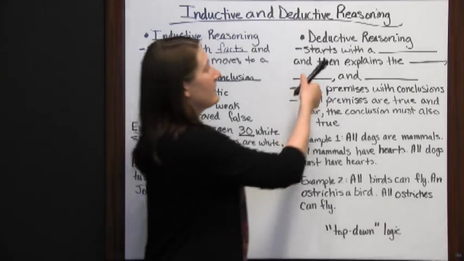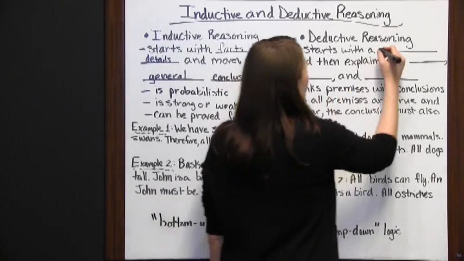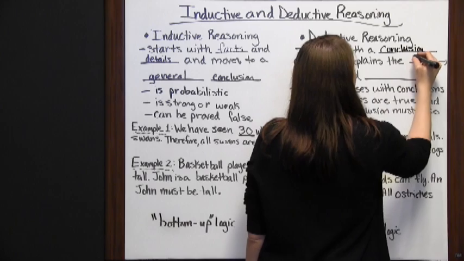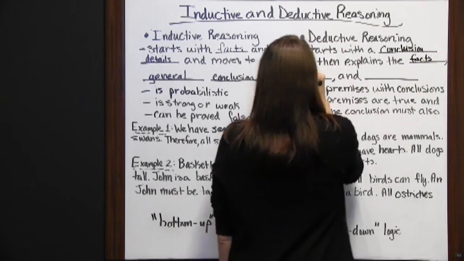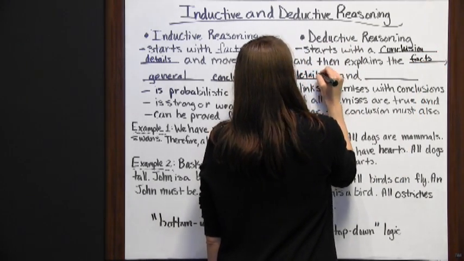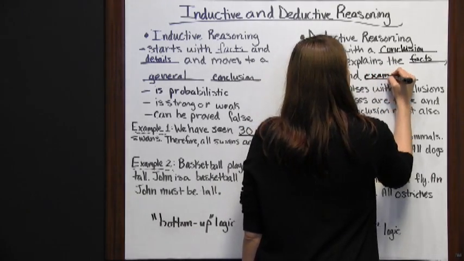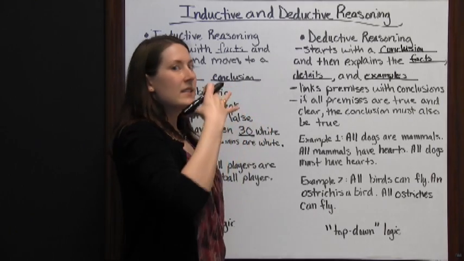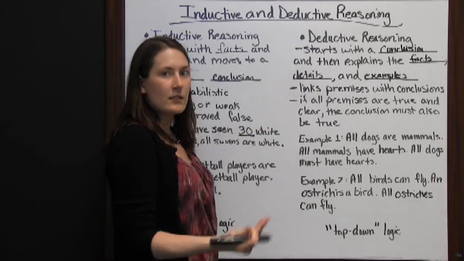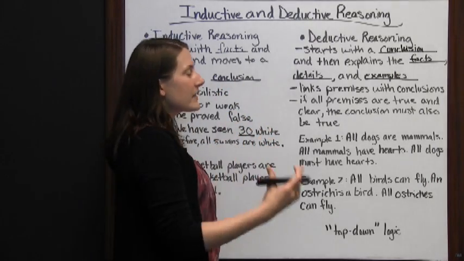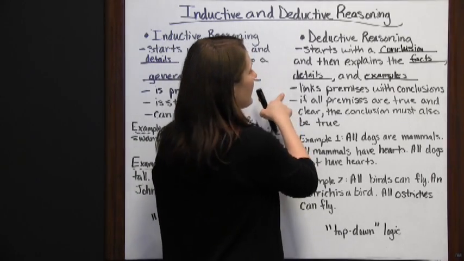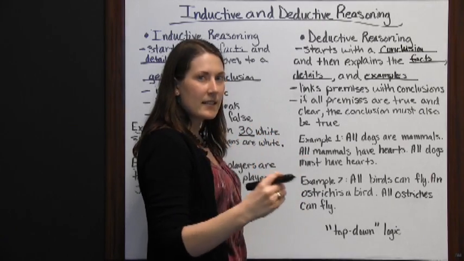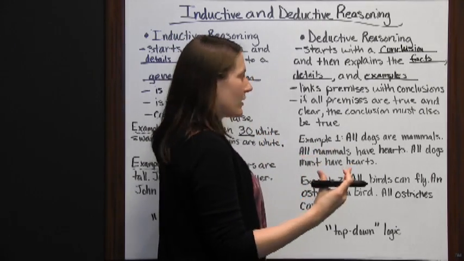Next, let's talk about deductive reasoning. Deductive reasoning starts with a conclusion and then explains the facts, details, and examples that support it. So you start with one basic conclusion, one basic statement, and then give facts and details that can support it or that are examples of that statement. This one links premises with conclusions. So you come up with a certain premise and it's linked to your conclusion that you started with.